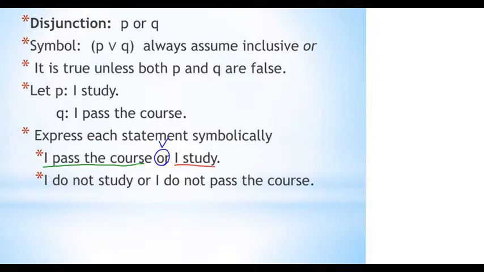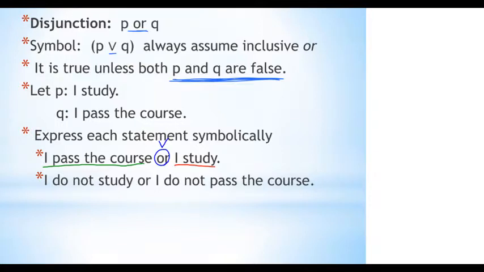So here we have a disjunction, which is using the connector or. The symbol looks like a capital V. And our or statements are true unless both P and Q are false. So if both statements are false, then the whole thing is false. But otherwise, if you have at least one true, the statement is true.